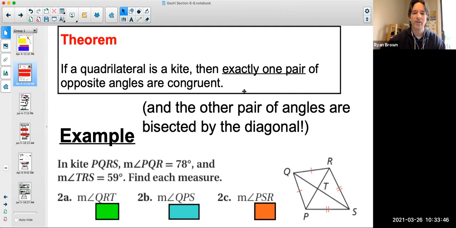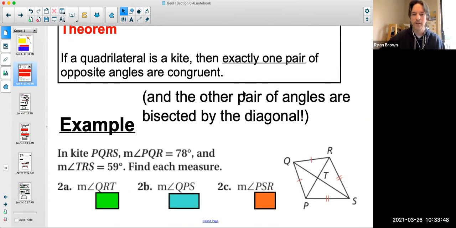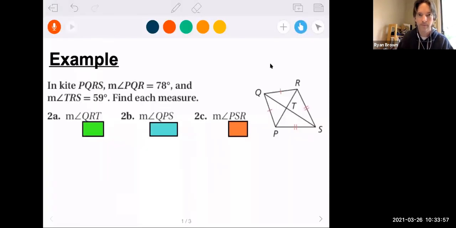Okay, what kind of questions could we see here? Let's play with this and see what we can do. All right, let me switch screens, and I can do this on my iPad screen. We can play with these together. All right, given this shape here, folks, in kite PQRS, as you see on the side, I know that angle PQR is 78 degrees, so this entire angle over here is 78 degrees, and angle TRS, this little one over here, is 59. Okay, first of all, one thing I can mark is that because it's a kite, I know the diagonals are perpendicular. So I'll put that right there too.